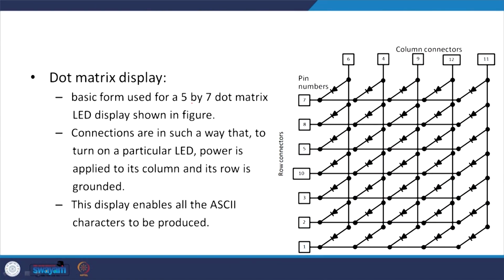Then dot matrix display, the basic form used for a 5 by 7 dot matrix LED display is shown over here. Here you can see there are 5 columns and you have the 7 rows. The connections are in such a way that to turn on a particular LED, power is applied to its column and its row is grounded. That is how it is done, and this display enables all the ASCII characters to be produced.